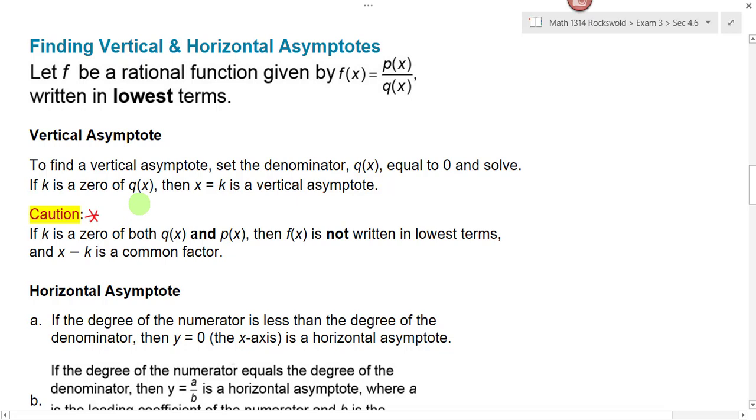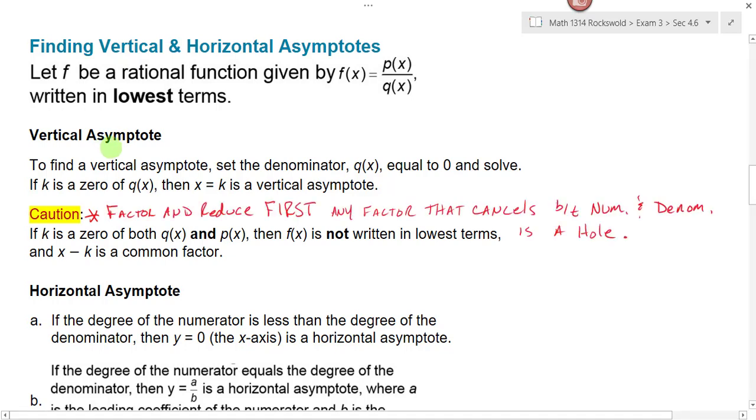So our caution right here is if you have a factor that cancels between the numerator and the denominator, that's where you have a hole. Whenever you're finding your vertical asymptotes, you want to factor and reduce your rational function first, because any factor that will cancel between the numerator and the denominator is the location of a hole in your graph. And we'll see an example of that in a minute. The hole would be located wherever x is equal to 0 for that factor.